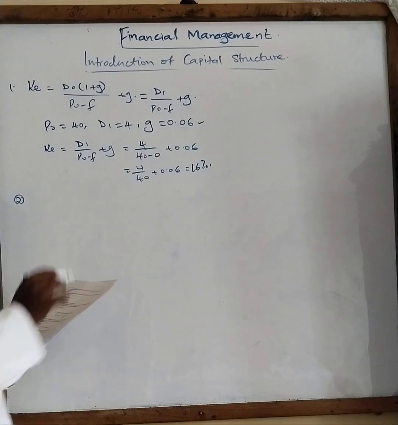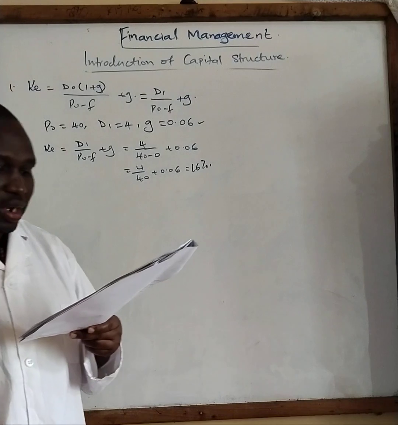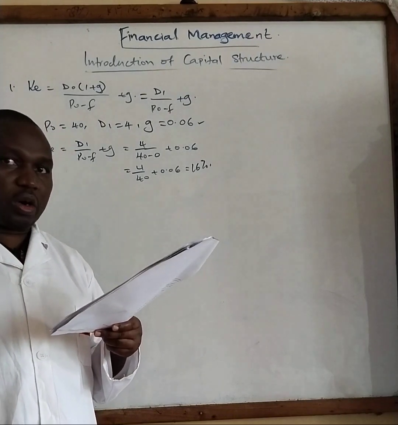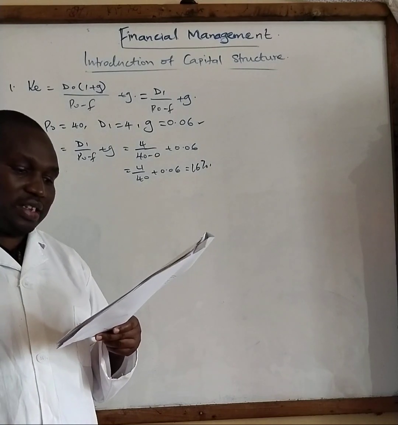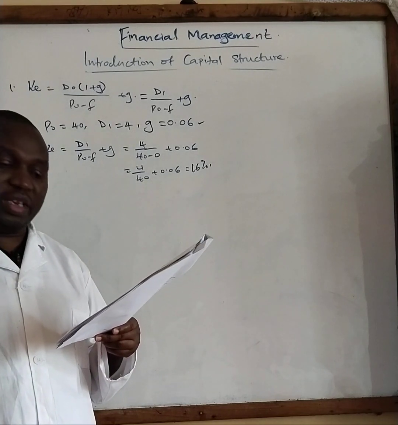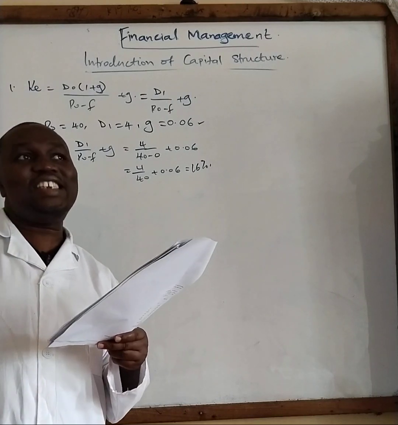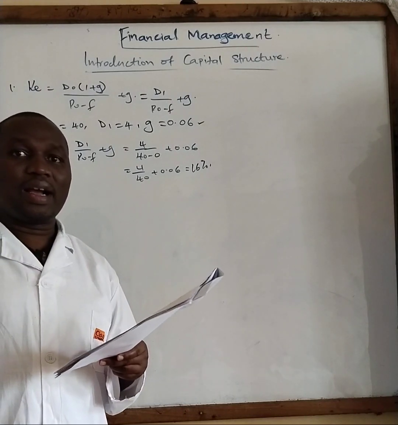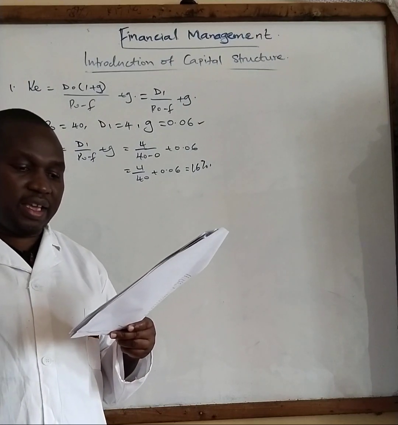Example 2. Plato Company's common stock. Common stock here is what? Cost of equity. The stock is selling at 50 shillings. That is P0. Last year's dividend was 4.8. Last year's, which means the current dividend, D0, not D1, was 4.8.